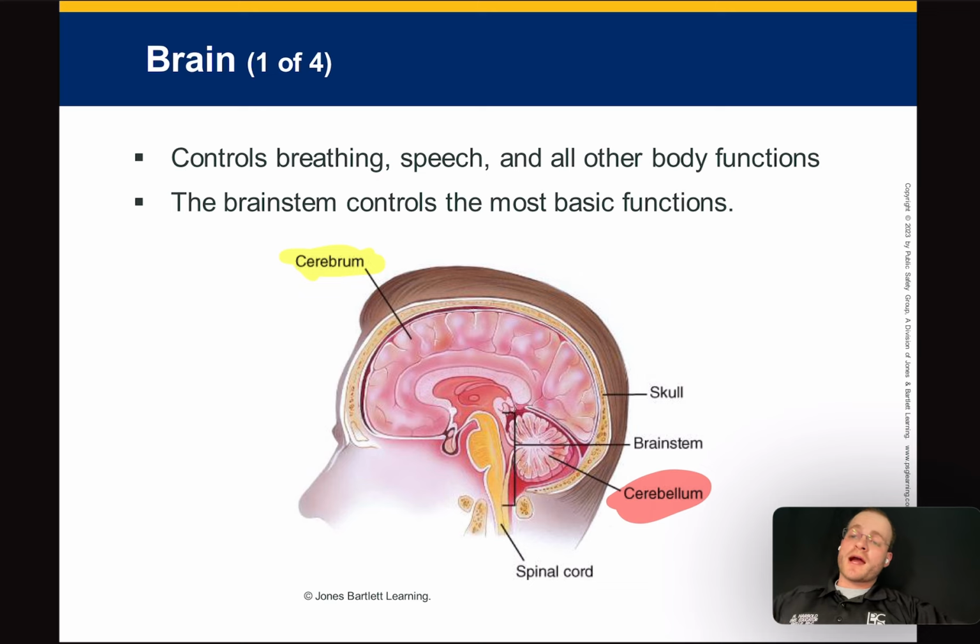So this is a two-way highway, by the way. Obviously your brain's sending information out and it's receiving information in at all times. So it's not just sending information down. It also sends information back up.